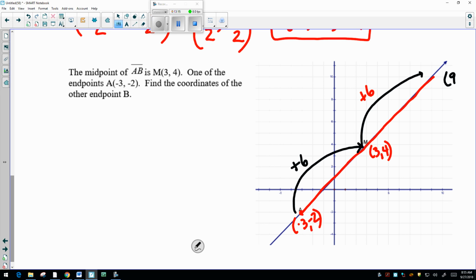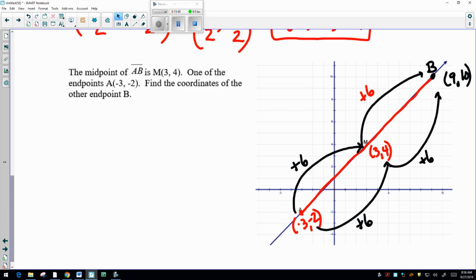Okay, we're going to do the same thing with the y's. So I'm going to go from my negative 2 to a positive 4, and I see, well, that also increases by 6. That's a little bit of a coincidence that they're the same. But I do that process again. So now I start at the midpoint at 4, and I think, okay, I need to add again another 6. So 4 plus 6 brings me up to 10. So now if I go to my graph over 9 up 10, well, I can see point B, that's where my other endpoint is.